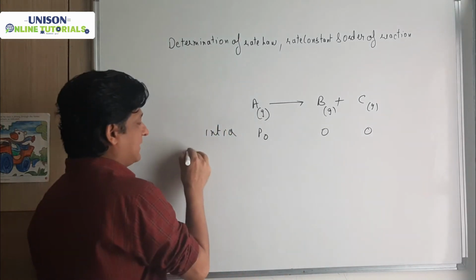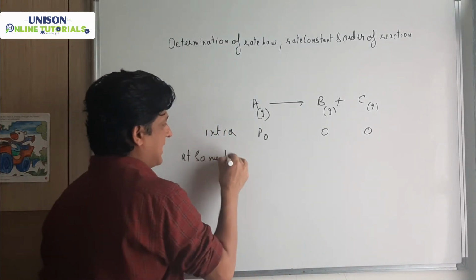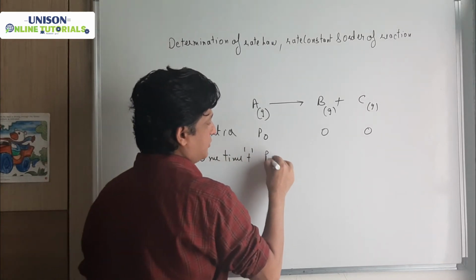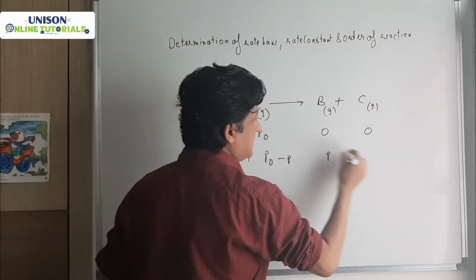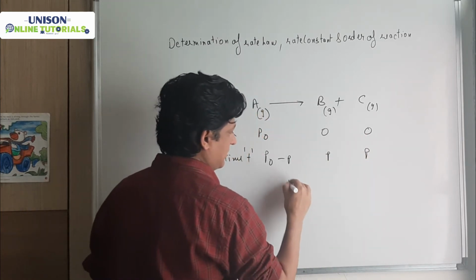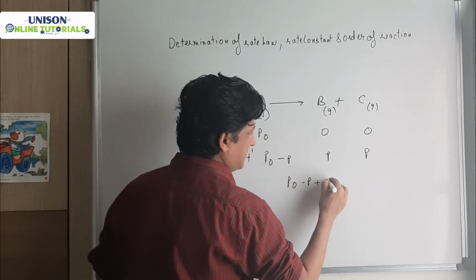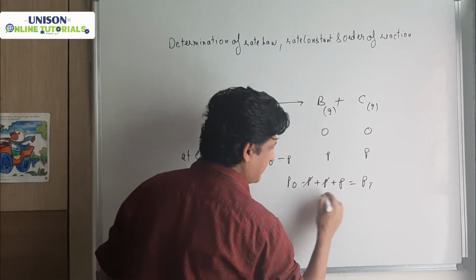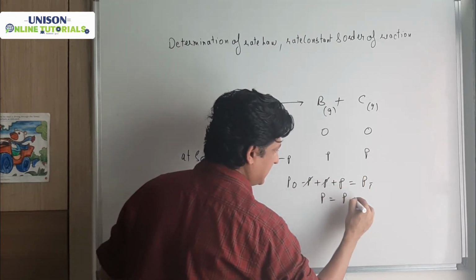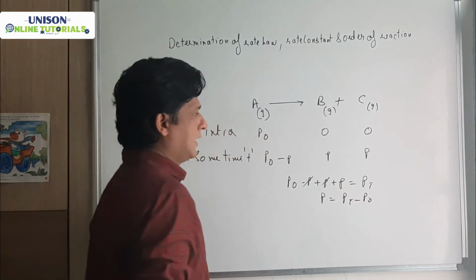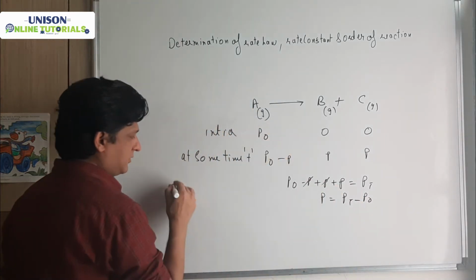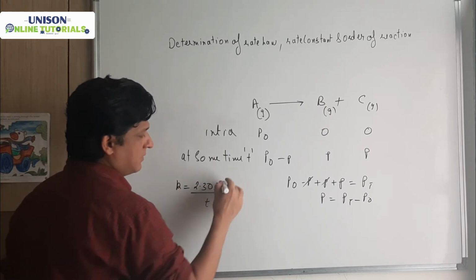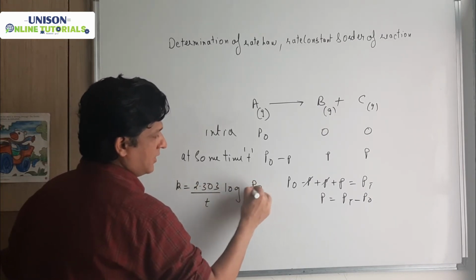Clear? At some time, let's suppose t, some pressure decreased from A, minus P, and here it went P, P. Total pressure: P naught minus P plus P is equal to Pt. So this gets cancelled. From here we can calculate P, that is Pt minus P naught. Clear? So applying first order to it, k is equal to 2.303 by t log P naught upon (P naught minus P).